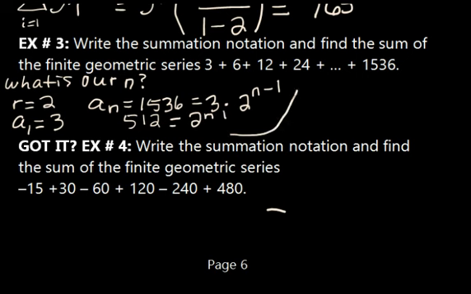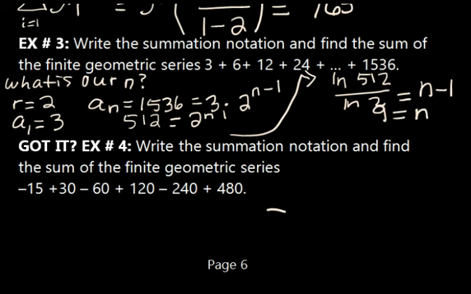I can go ahead and take the natural log of both sides. So the natural log of 512 divided by the natural log of 2 equals n minus 1. And this on the left-hand side calculates out to 9 equals n minus 1. And so 10 is n.